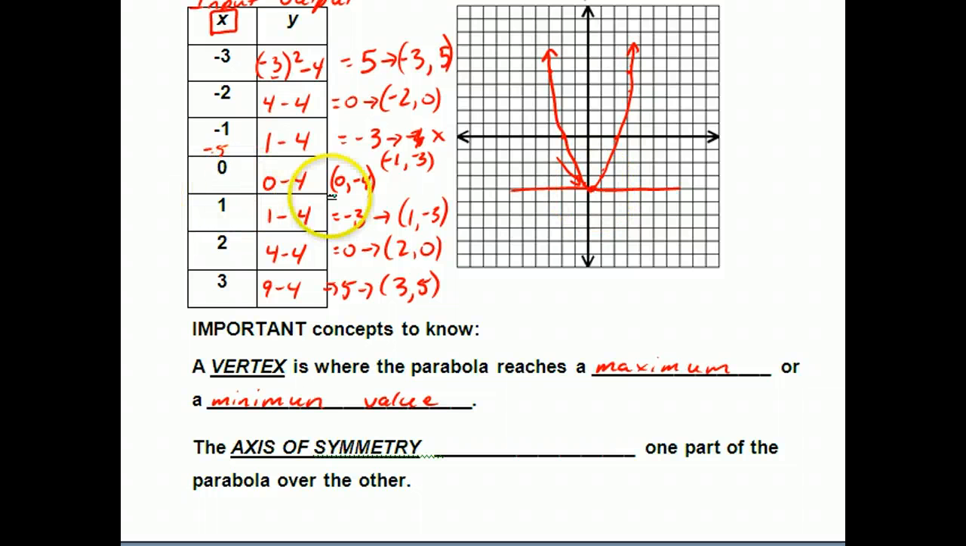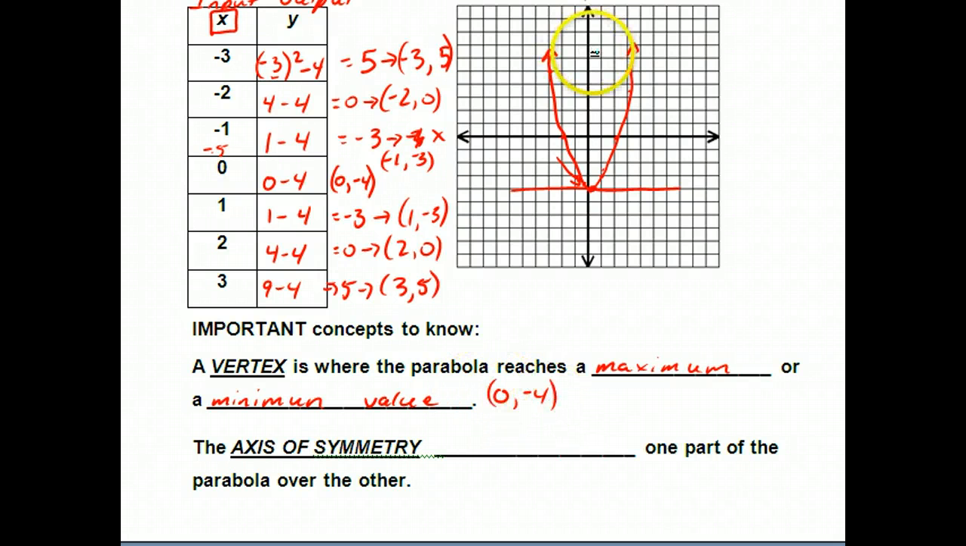Okay, and its minimum point here is going to be at this point. So where is our lowest point here? Our lowest y value is going to be negative 4, it looks like, right? So right here. So negative 4 is our lowest y value, so that's going to be our minimum value. Okay, in this case 0 and minus 4.